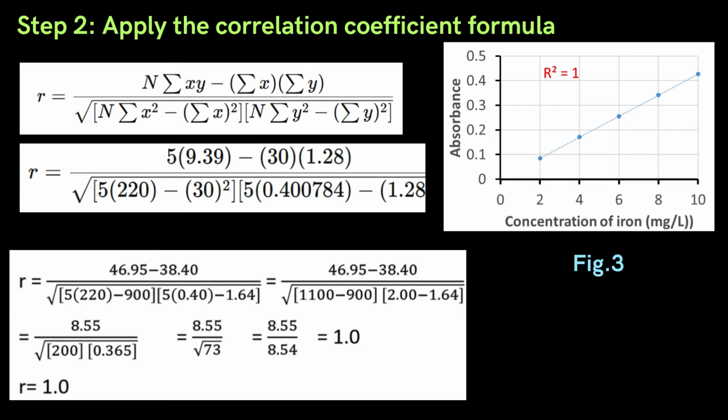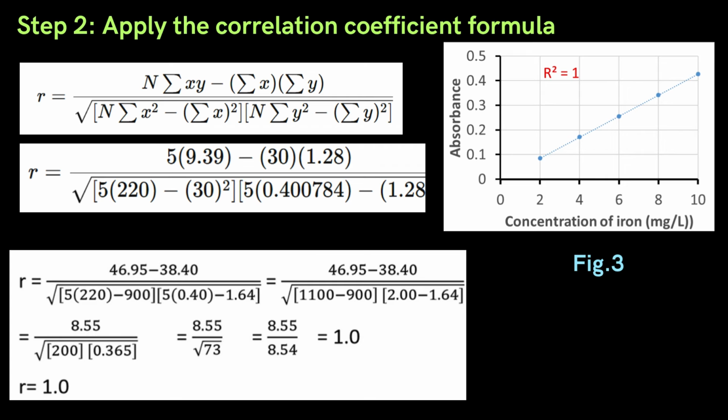Our equation give here, where n is 5, summation of xy is 9.39 minus summation of x is 30 and summation of y is 1.28. Divided by square root, bracket n is 5, summation of x square is 220 minus summation x whole square is 30 to power 2, bracket off. And again n is 5, summation of y square is 0.40078 minus summation of y whole square is 1.28. This further solving, finally we will obtain the value of R as 1.